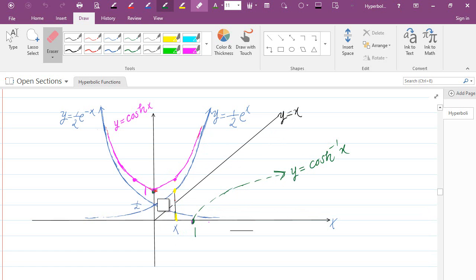Now notice that I have the point (0, 1) right here, and that's reflected to the point (1, 0) right here. So this green curve is the graph of the hyperbolic cosine inverse of x, and again, to define the inverse of the hyperbolic cosine, we had to restrict its domain from 0 to infinity. Now notice that by restricting its domain from 0 to infinity, we didn't lose any of the values in its range. The range of hyperbolic cosine is still from 1 to infinity.